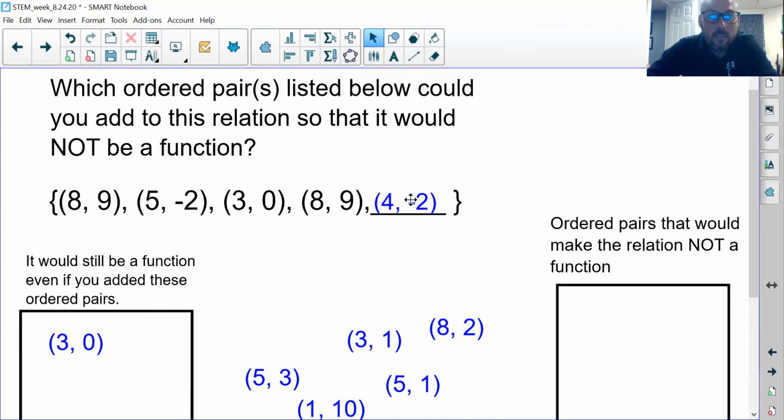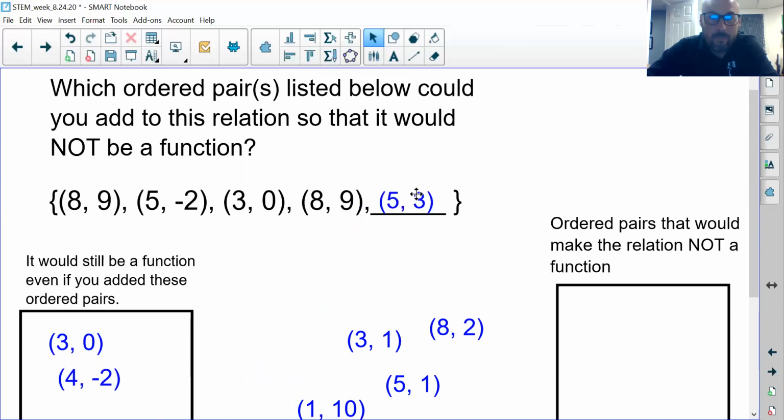4 goes to negative 2. Would this just keep it a function, or does this make it not a function? This would keep it a function. 4 goes to negative 2, and it's only not a function when a domain goes to 2 different ranges. And that's not the case here. Out of these 5 ordered pairs, 4 goes to negative 2, and I don't see 4 going anywhere else.